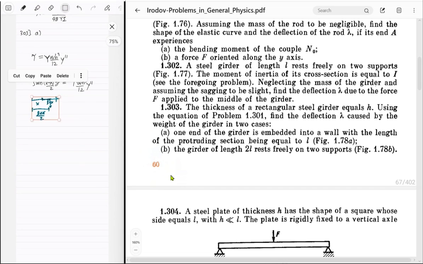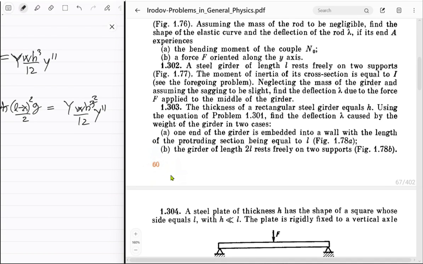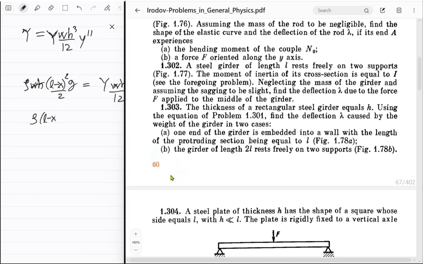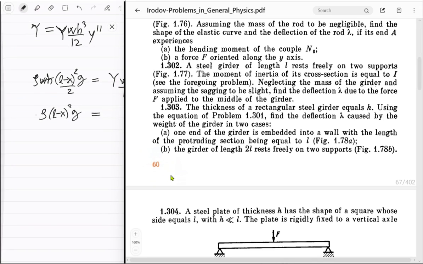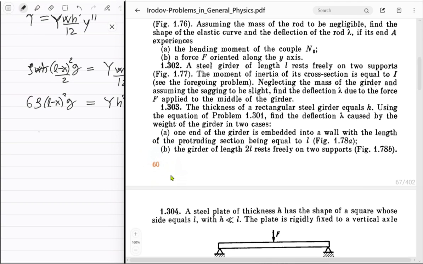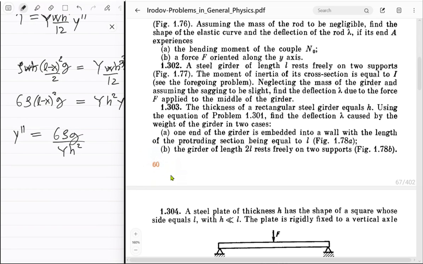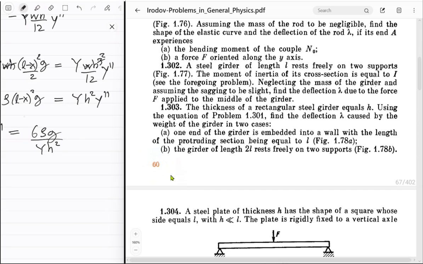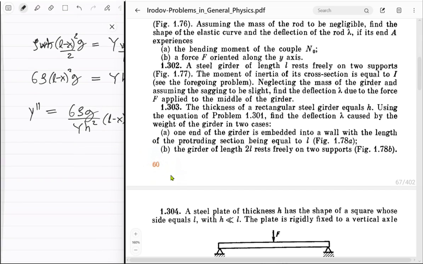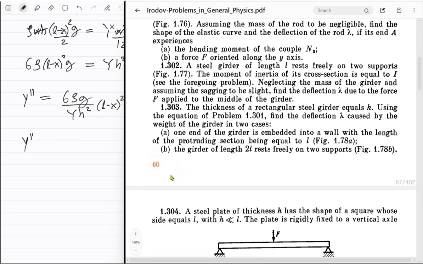And now let's see. Some stuff should cancel out. This and then this is just one square. So rho (L minus x) squared g upon 2. Oh, that 2 just cancels by the way. Then just put that 6 over here, and you've got Young's modulus h squared times y double dash. So our y double dash is just equal to 6 rho g upon Young's modulus h squared, and then you've got (L minus x) squared. Yeah, this is actually even more painful to do than the last one, but fine, we'll try it out. Y dash.